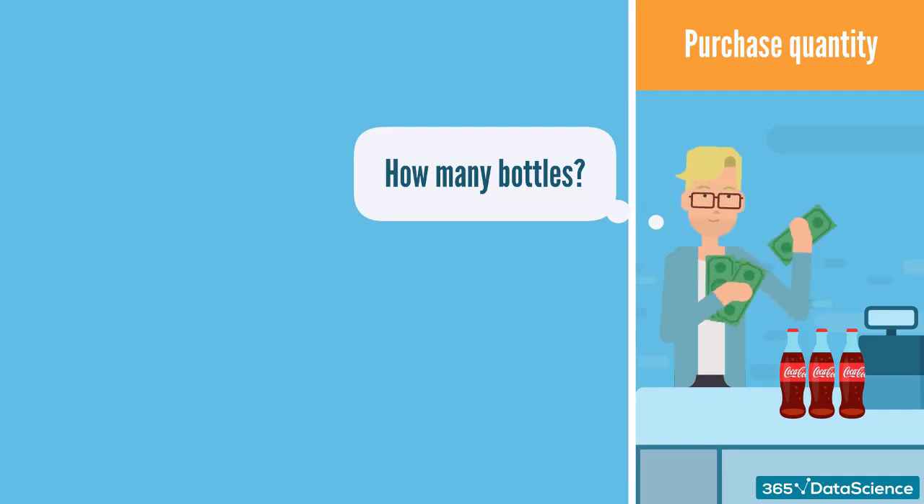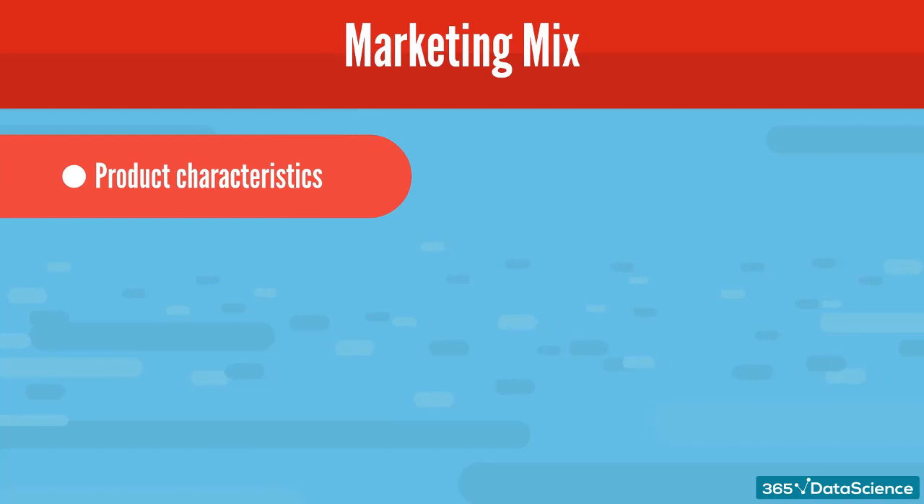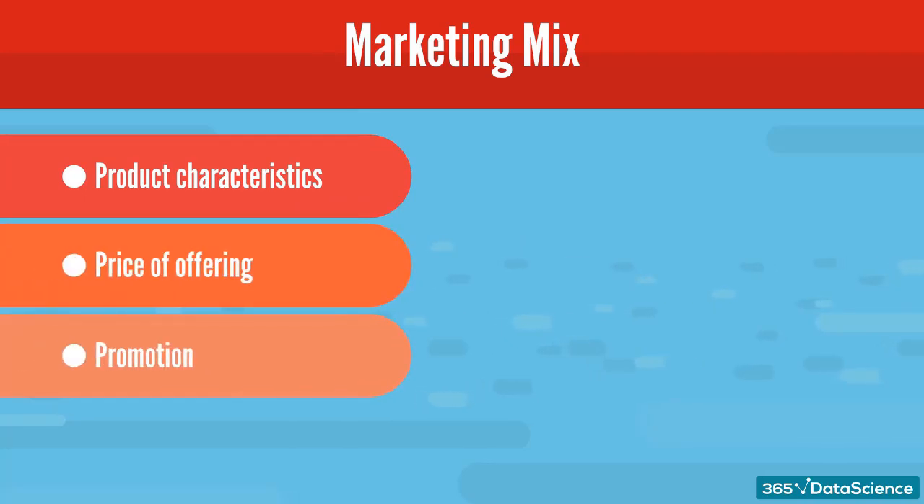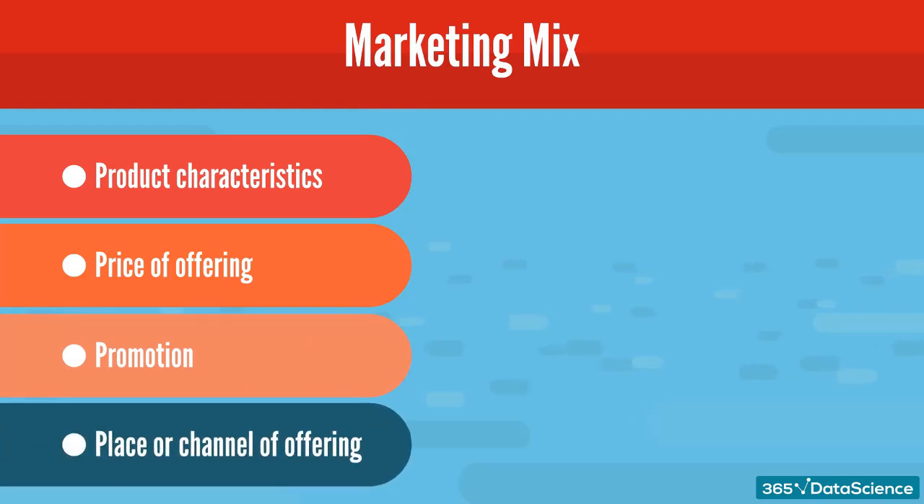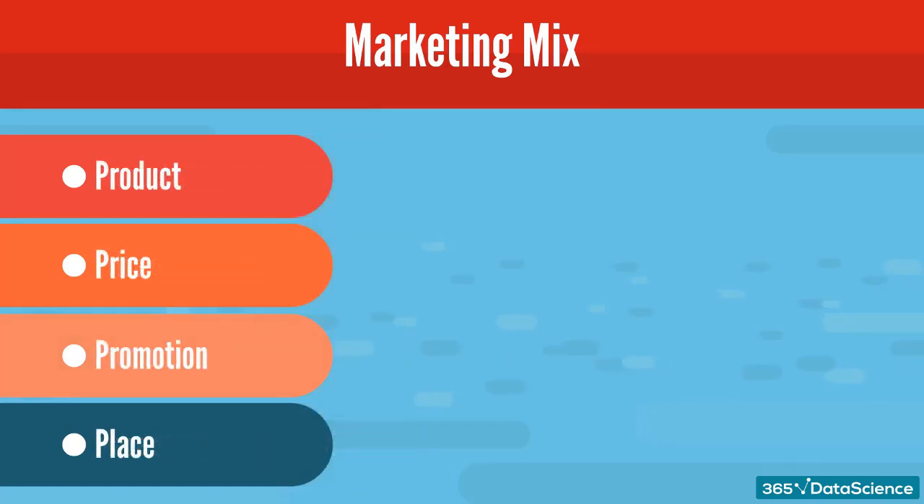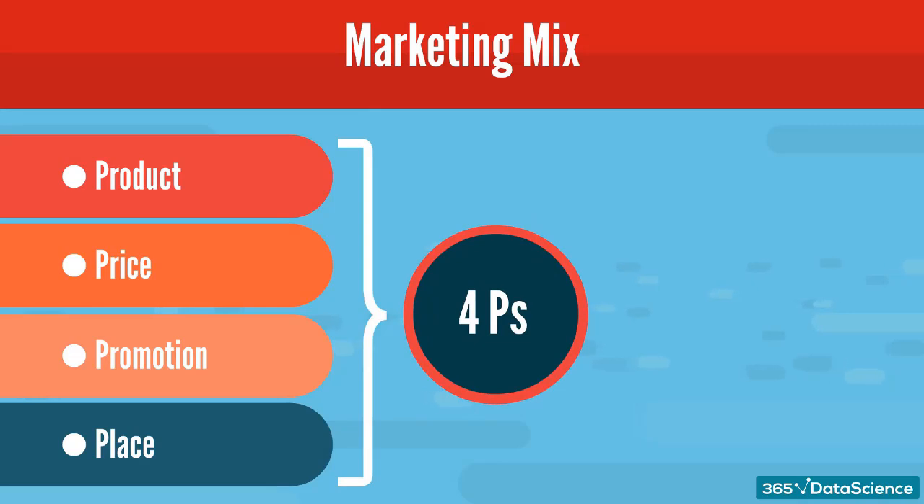Okay, when talking about the marketing mix, there are 4 groups of variables: related to the characteristics of the product, related to the price of the offering, related to promotions, and related to the place or channel of the offering. Commonly, they are referred to as product, price, promotion, place, and are known as the 4 P's of marketing. Let's look at each of the 4 P's.